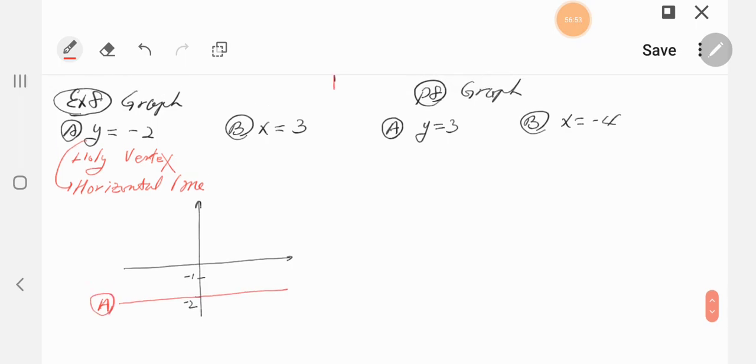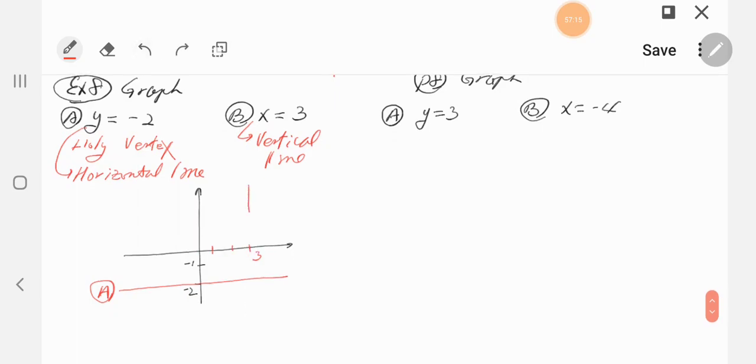The letter B is x equals 3. X equals 3 means a vertical line. Why is it a vertical line? Because the x value is always 3. 1, 2, 3. X is always 3, right? So this is the vertical line, the graph of the second part.